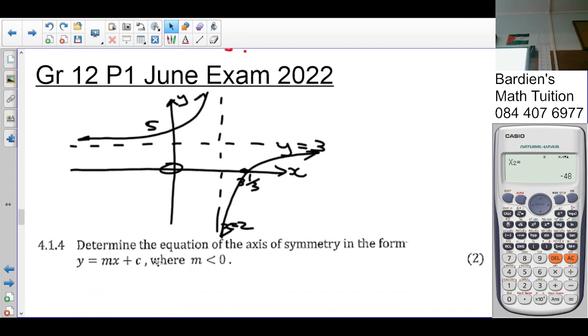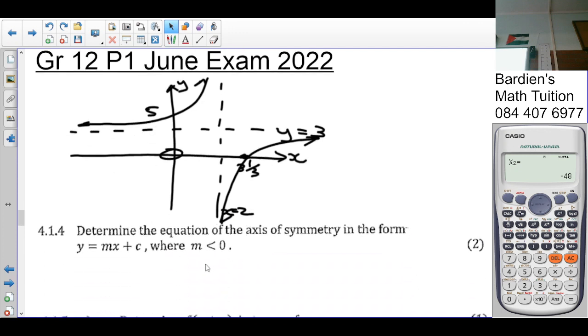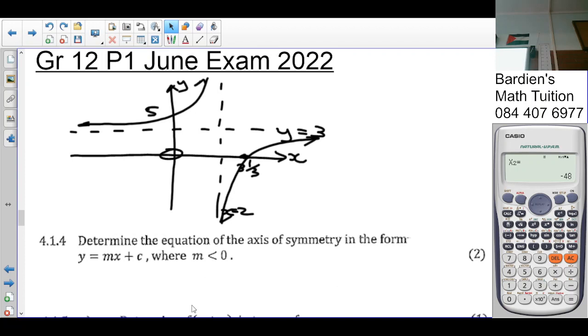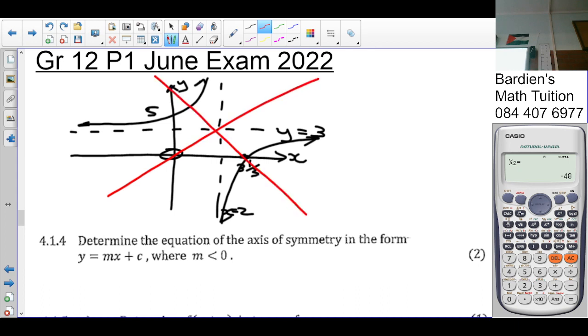Next question. Determine the equation of the axis of symmetry. People, many of you messed up this question. I don't understand why. Determine the equation of the axis of symmetry in the form y is equal to mx plus c, where m is less than 0, which means m is negative. There are two axes of symmetry here. The one going through like that, and the other one going through like that. This one is y is equal to x plus c, and this is y is equal to minus x plus c. The one they're referring to, with the negative gradient, is that one.